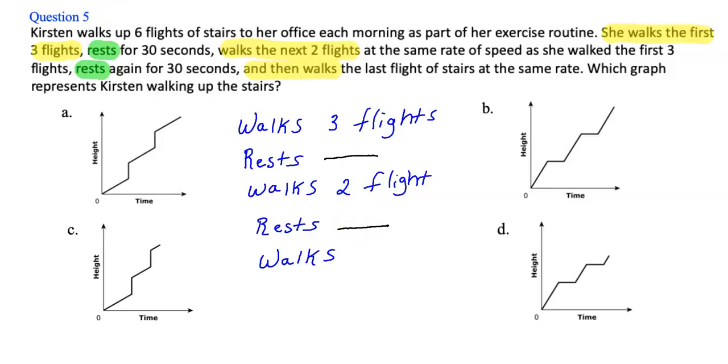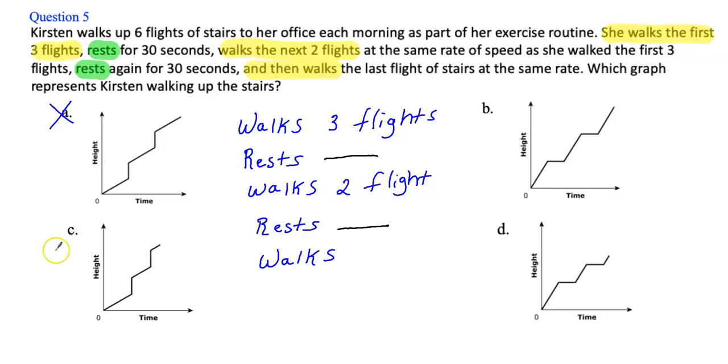Let's go ahead and look at A. Are there any flat pieces of the graph on A? No, so A is gone. What about B? See, she's going up the stairs. She rests here. Yeah, it's flat here. And she rests here again. So there's 2 flat pieces, so I have to keep B.